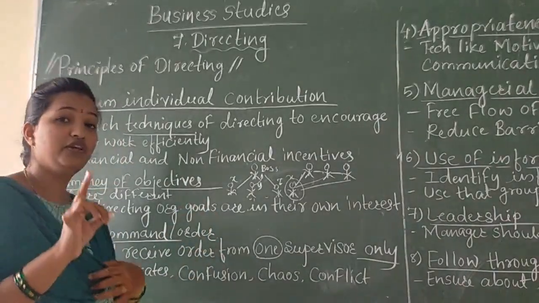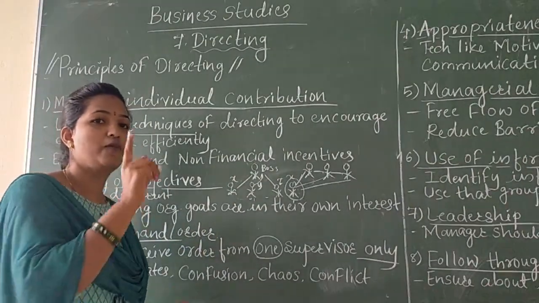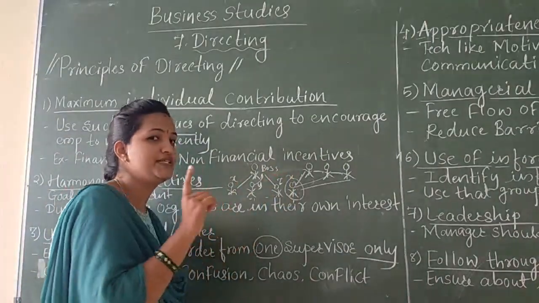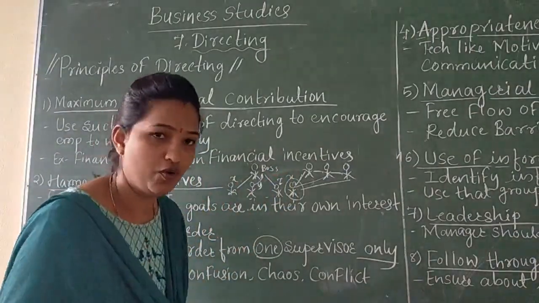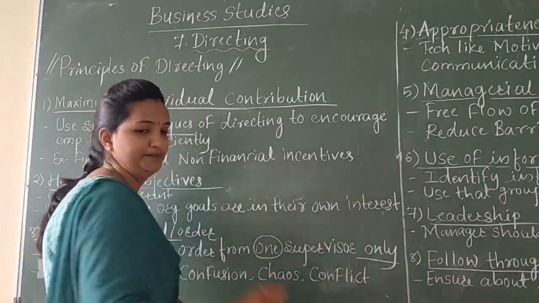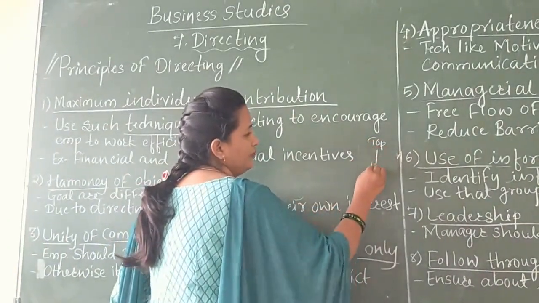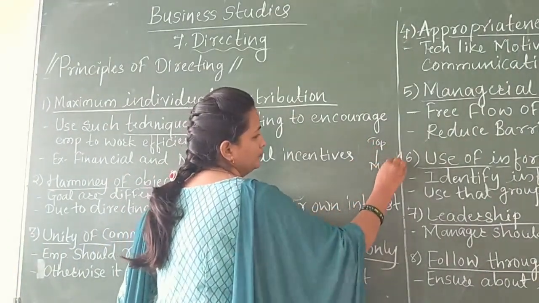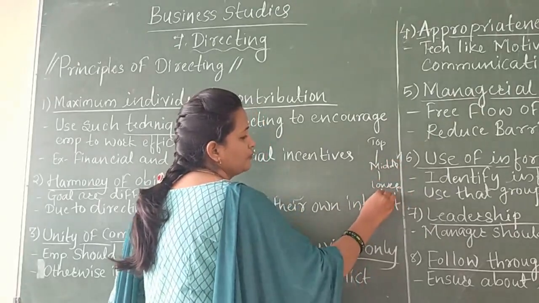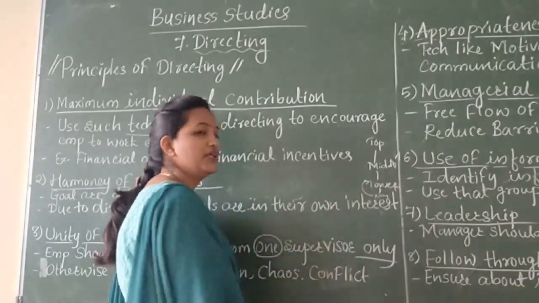Means the order you are giving to your employees should be passed from a single supervisor. Means the boss should be single. Boss should be single. Otherwise, you can take an example: there is top level management, middle, and lower, and below that employees are there. So the employee should receive orders from this boss only.